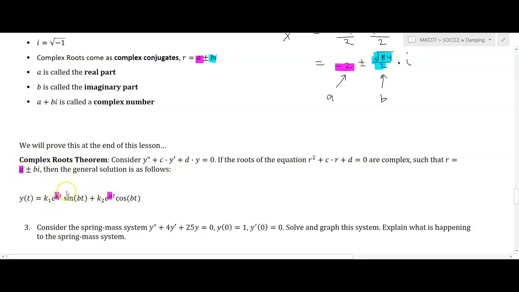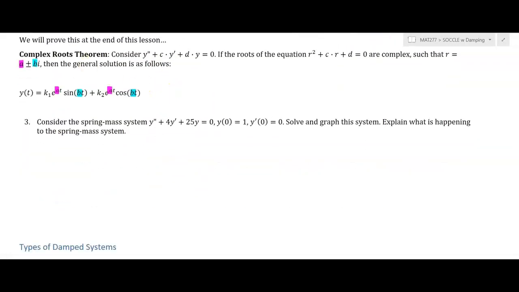k1 e to the at sine of bt. So b is there, and so b goes there, and b goes there, and that's going to form your general solution. So it's kind of fun to see that if you have complex roots, you have a mixture of exponential and sinusoidal functions. Let's go ahead and put this to play and see how this works.